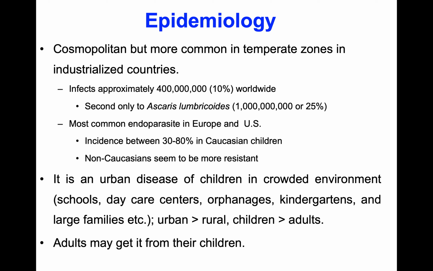Worldwide, you can see there are many people getting infected. It's an urban disease of children in crowded environments, schools, daycare centers, kindergartens, and large families. And in urban areas, you can find more cases than in rural areas. Adults may get it from their children.